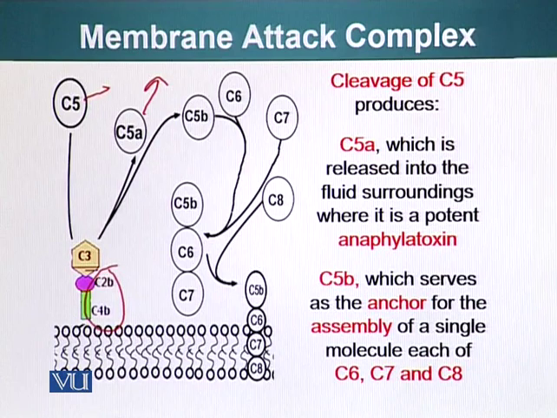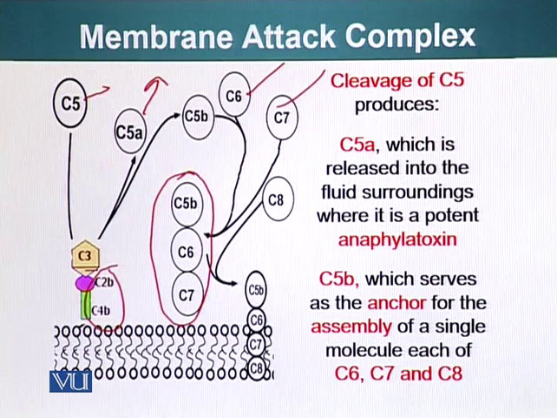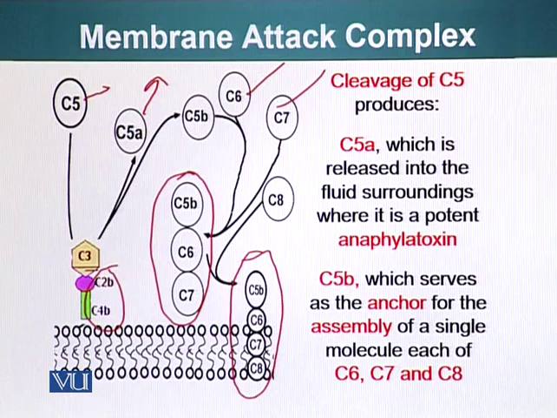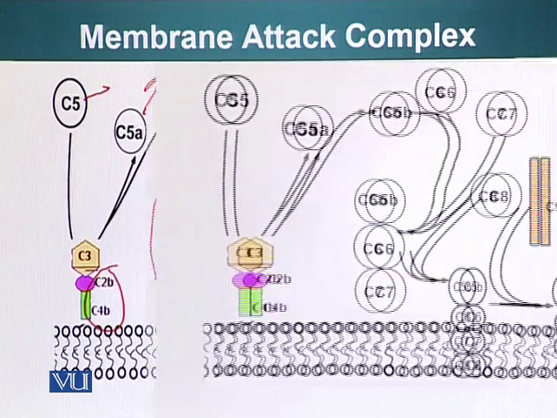C5b, in association with other proteins called C6, C7, and also C8, first these three proteins and then C8 will join, and they will get embedded in the plasma membrane of the pathogen. This is going to prepare the pathogen for formation of the little holes or pores that I talked about. So let's see what happens next.